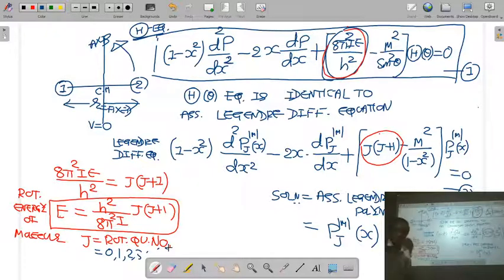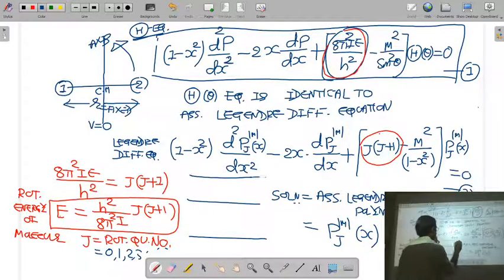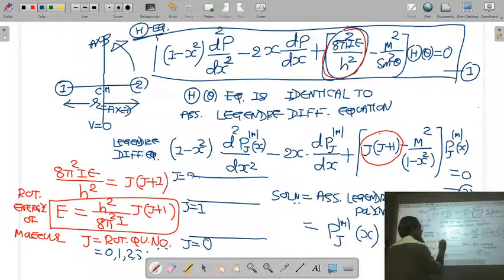Now if I draw the different rotational levels of the molecule, suppose this is the lowest rotational energy level, in which the value of the rotational quantum number J is 0. This is the upper level, J is equal to 1, then J is equal to 2. From this equation, you can write down the energy of the molecule in different rotational levels. In the lowest level, J is equal to 0.